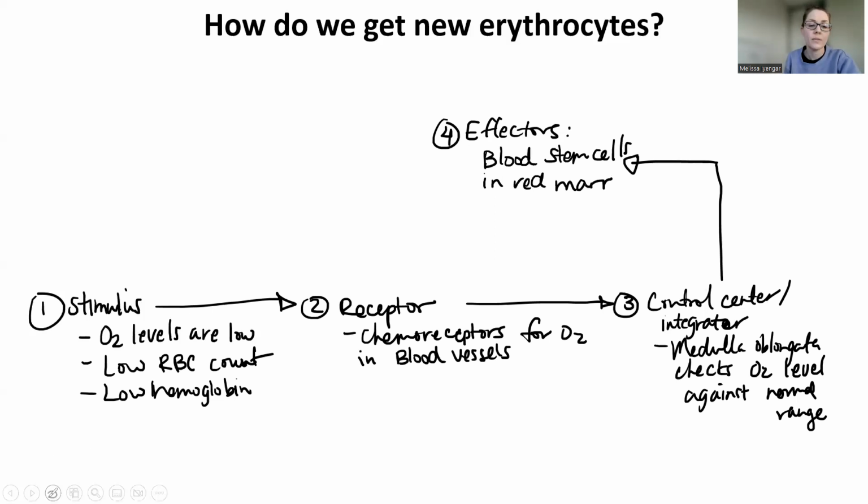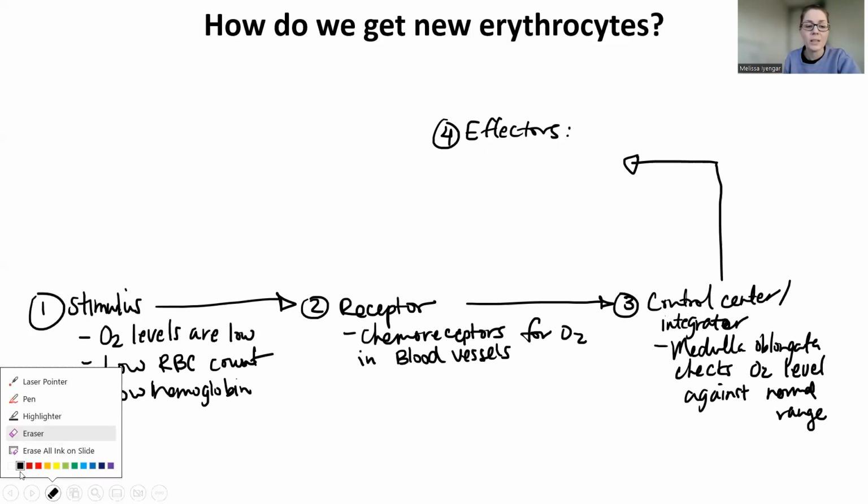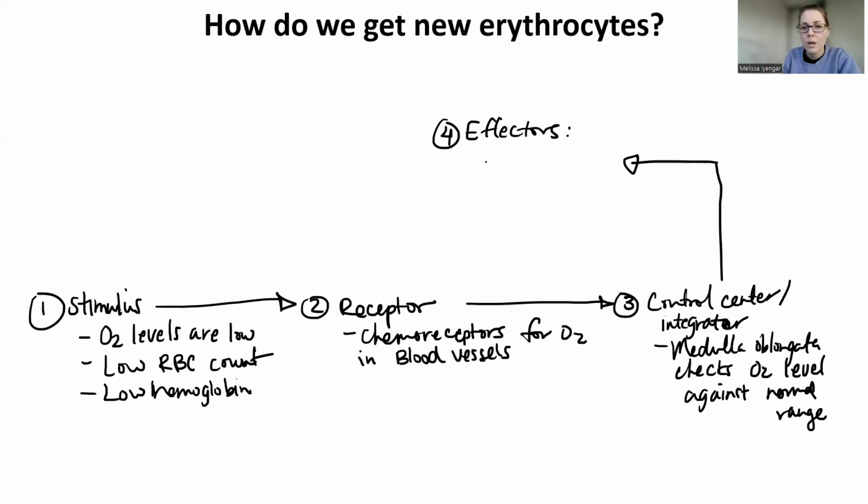Oh, you know what? I'm sorry. I totally forgot a step. My effector in this case is the kidney. I was like, wait a minute, I'm doing something wrong. I forgot about erythropoietin. Here, we're going to send a message to the kidney, okay? And the kidney is going to release erythropoietin. I'm just going to abbreviate it EPO. I don't want to spell that. So it's going to release EPO.